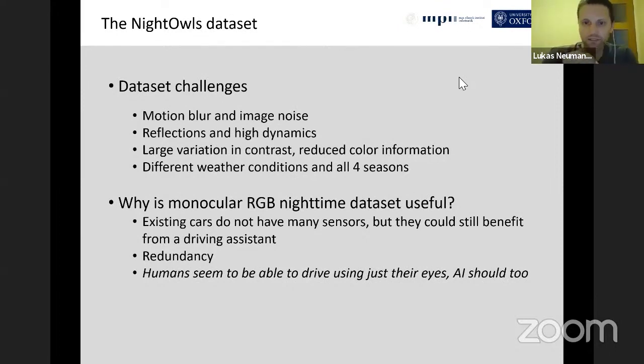And last but not least, there's a more philosophical aspect to it, which is that humans seem to be fairly capable of driving at night, even using vision only. So you may also think of this as a philosophical question: how do we make AI do the same thing?